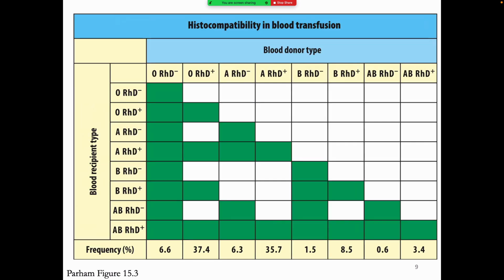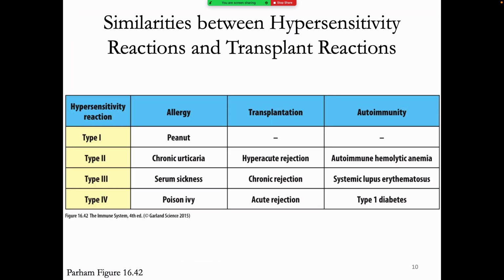All right, so that was hyperacute rejection. The big type of rejection that is really important here is acute rejection. Acute rejection is really the one that people think of when they think about transplant rejection. So acute rejection has similarities to a type 4 hypersensitivity response. So based on that, what do you know about acute rejection? Addie. T cells are going to cause the problems. This one's T cell mediated.